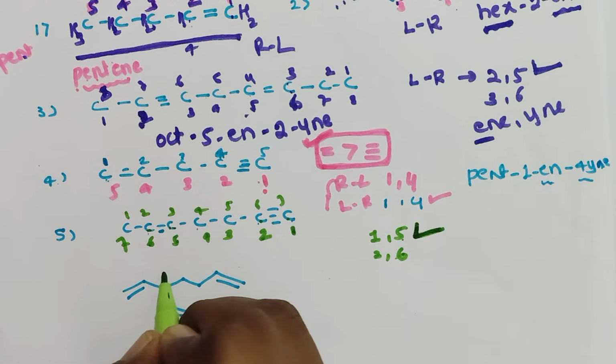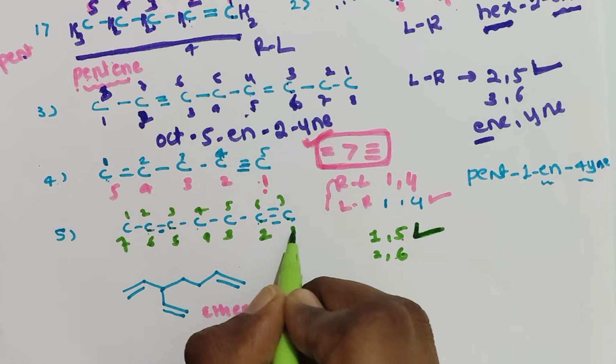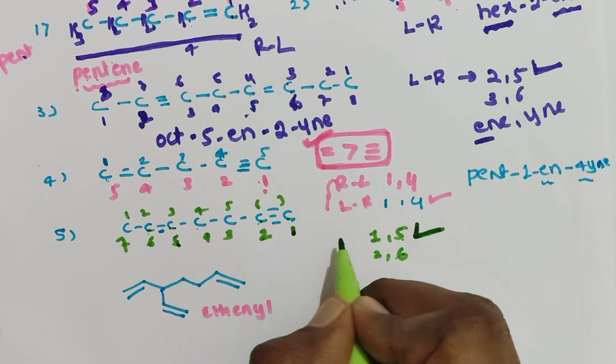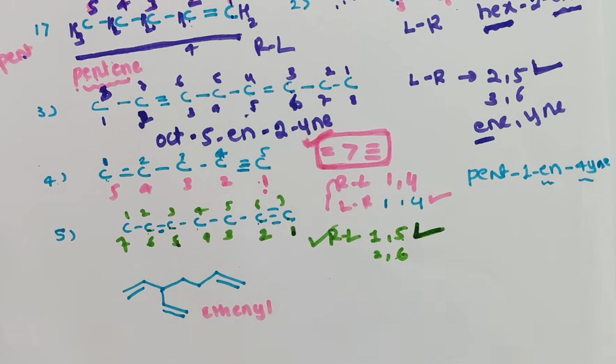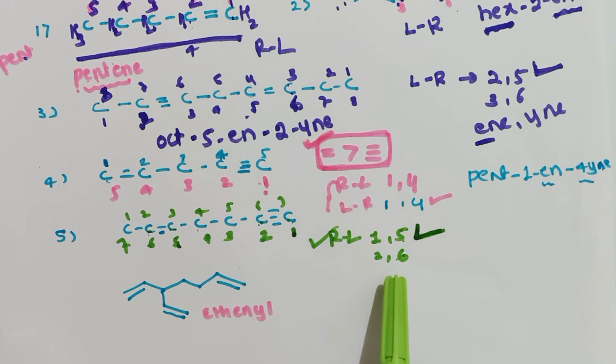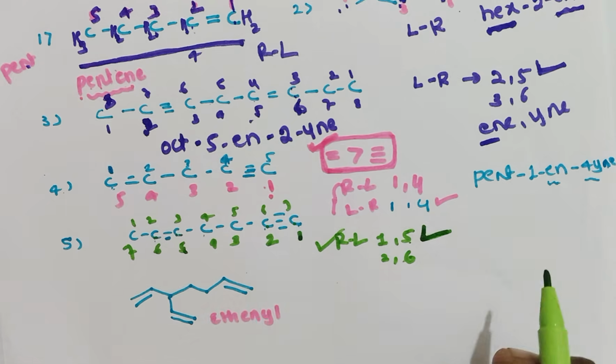1 comma 5 means what? 1 comma 5, numbering from right to left is correct. Is this clear? Numbering from left to right, what happens? Locants are 2 comma 6. Always we must follow the lowest locant rule. Is this clear? Therefore numbering from right to left is correct.